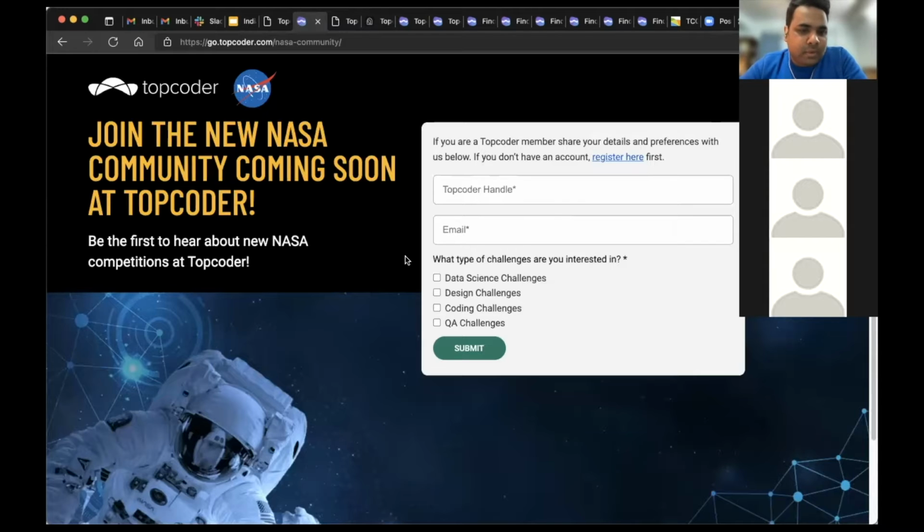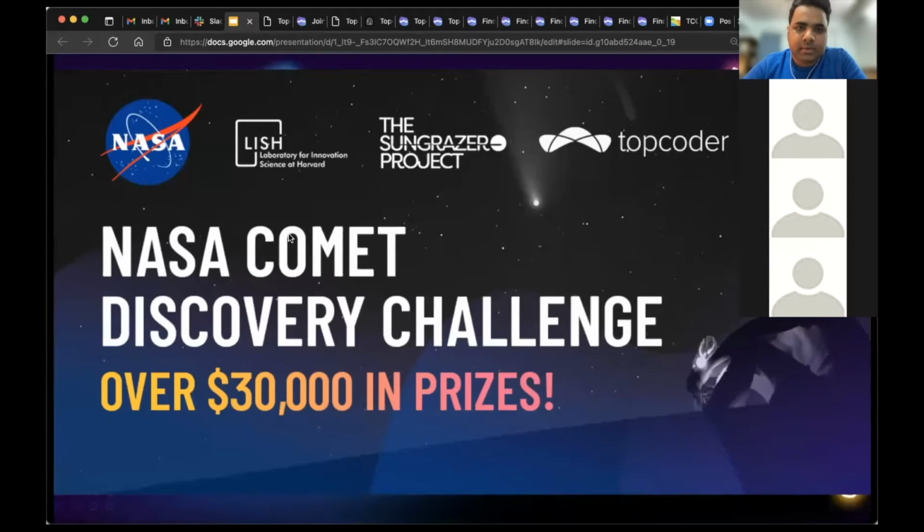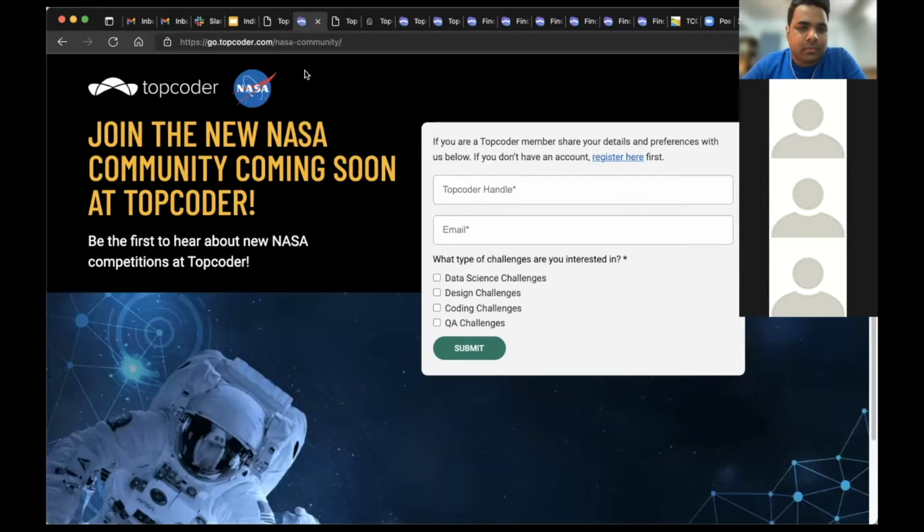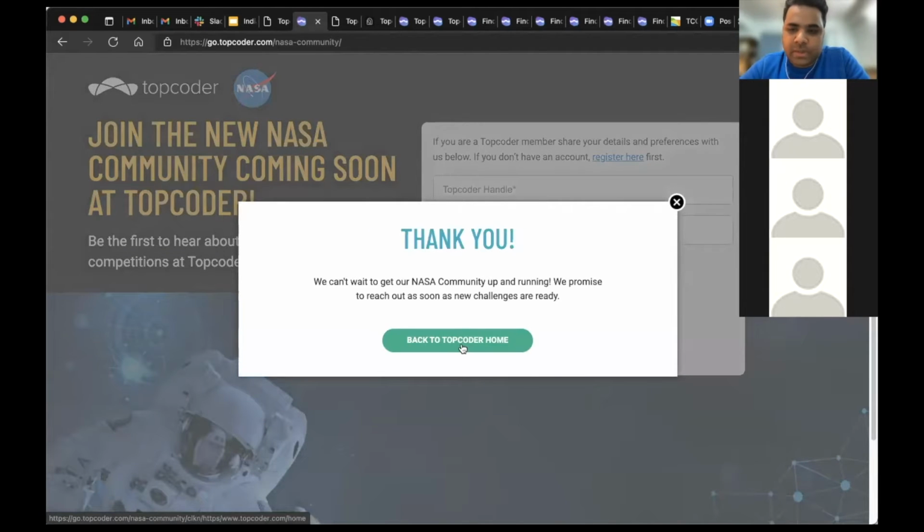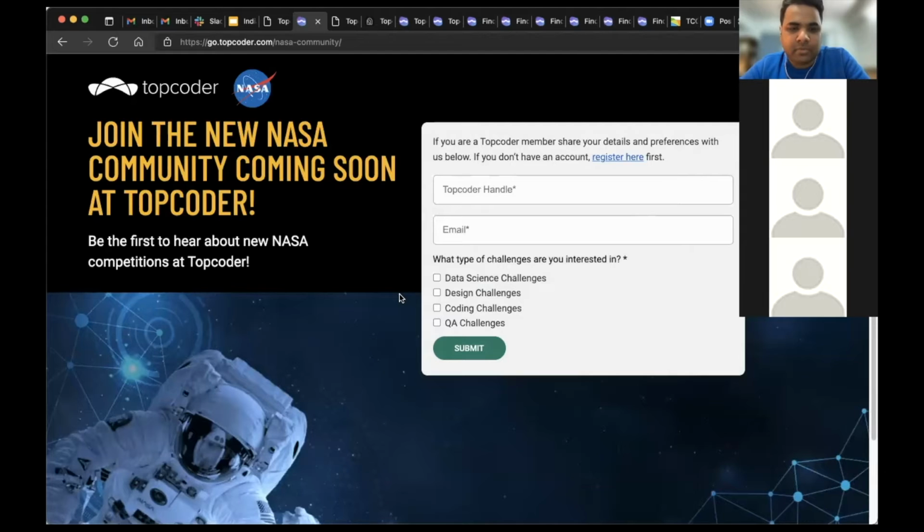Yeah, and by the way, NASA is going to create a community within Topcoder. So when you come over here and when you register, let me do that because I've not done it yet. What happens is we'll be part of the community and we'll receive emails and notifications about upcoming events and maybe more discussions related to it. It's a good way to keep track of this if you are interested.